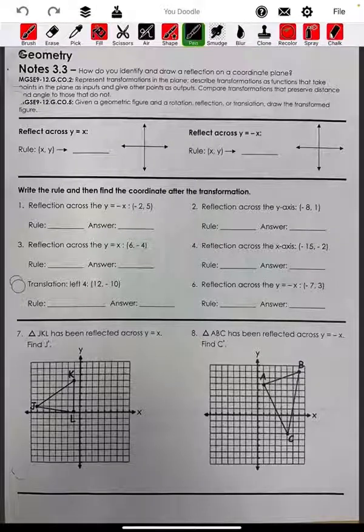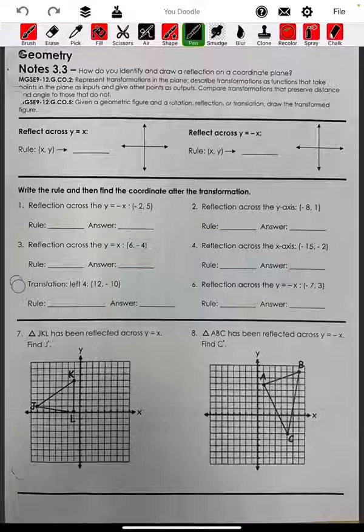Today we're going to be talking about how to identify and draw a reflection on a coordinate plane. Previously we talked about reflections across the y-axis or the x-axis. We also talked about translations. Now we're going to talk about reflections still involving the x and y-axis, but not exactly the same way we talked about before.